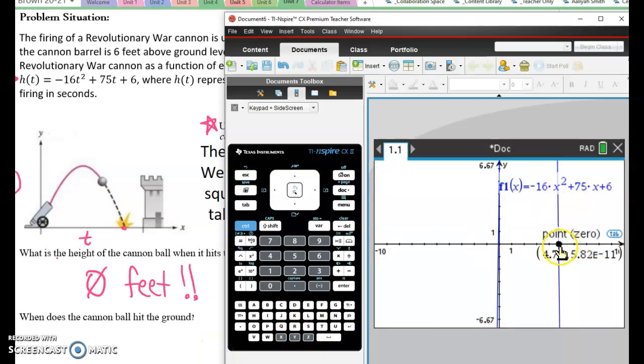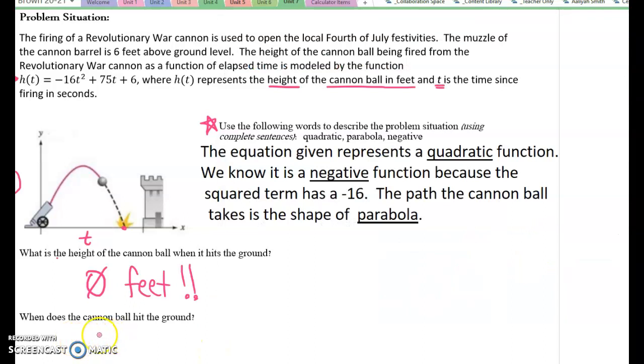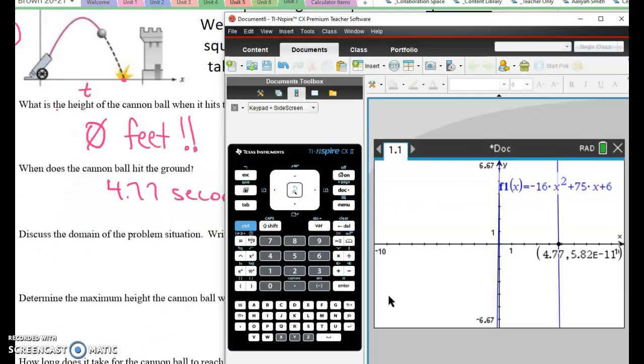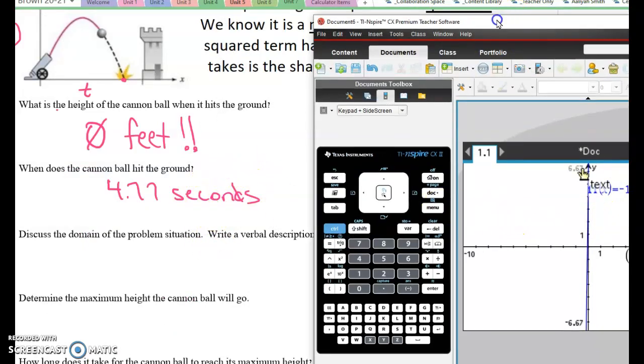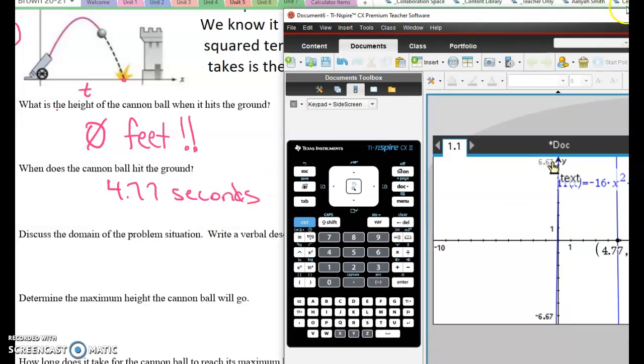It's at 0 feet right there, right? So it hits the ground at 4.77 seconds, right? Good. Okay, so we know that the cannonball hits the ground at 4.77 seconds.